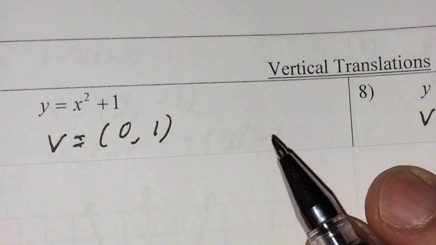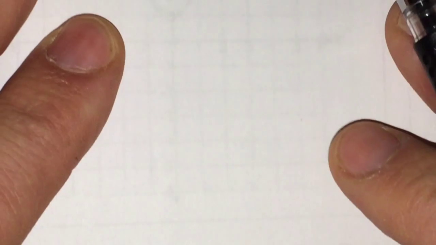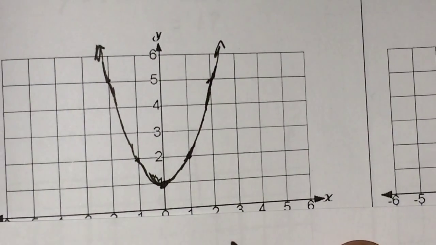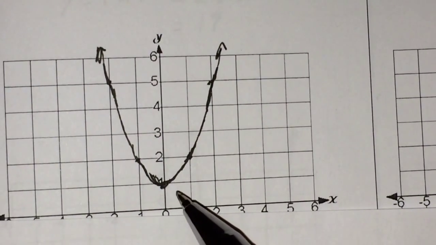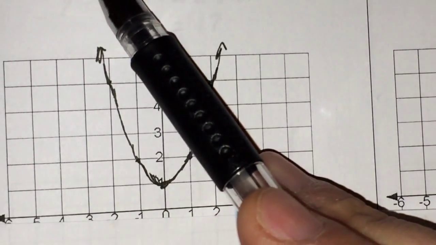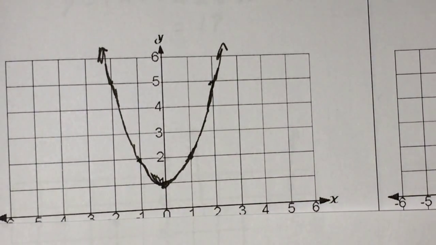So the vertex is now (0, 1). From y equals x squared, it's been translated up 1. Okay? And this is the graph that we get. You can't get x-intercepts from this because it doesn't cross the x-axis. So if you tried to solve for x when y equals 0, you would get nothing.